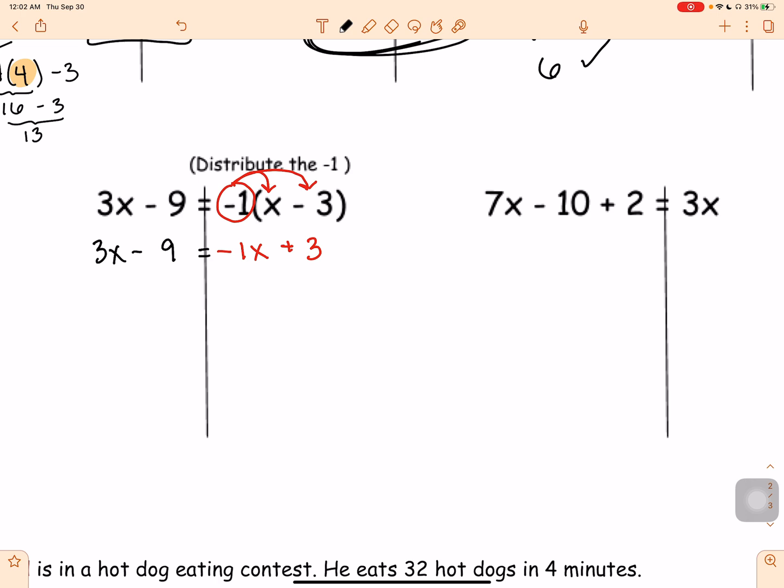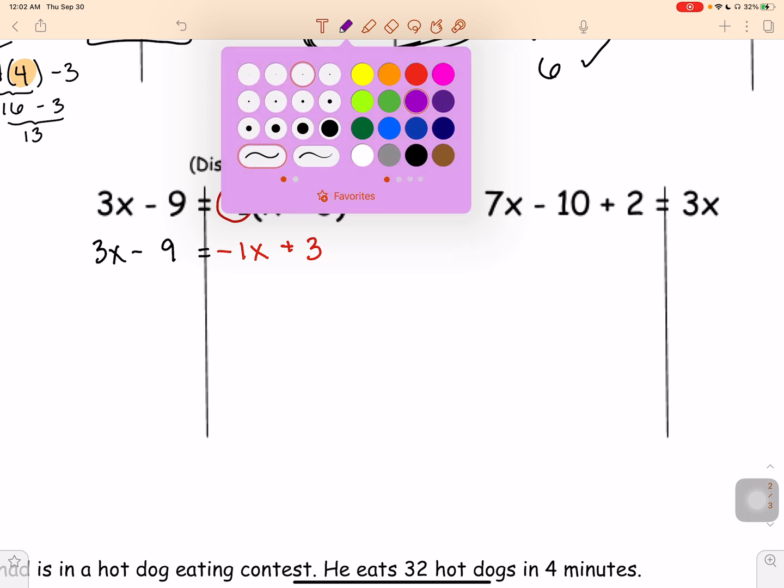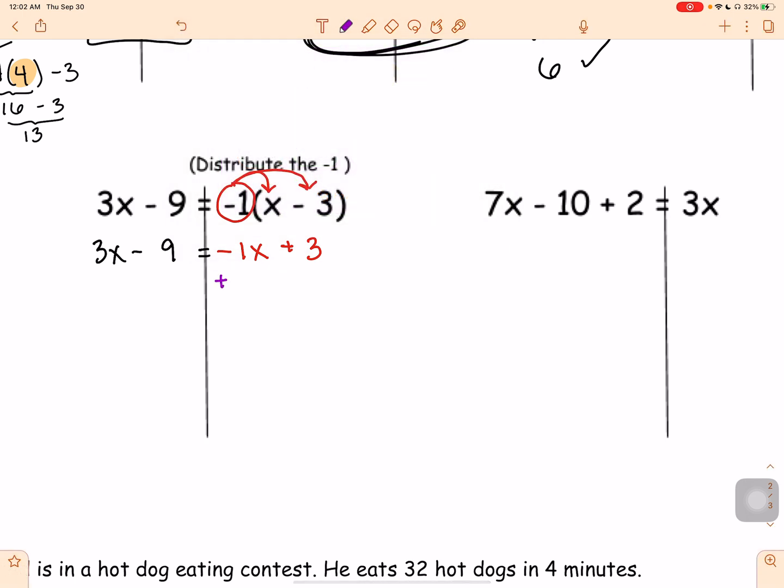So now you want to get all of your x terms to one side. I don't like dealing with negatives, so I know that if I wanted to undo this negative 1x here, I have to add 1x to zero it out. So if I add 1x on that side, then I also need to add 1x on this side as well. And I cannot add it to the 9 because that 9 does not have an x. 3x plus 1x works. We can do 4x there. 4x, I'm just going to bring down the negative 9, then bring down the positive 3.